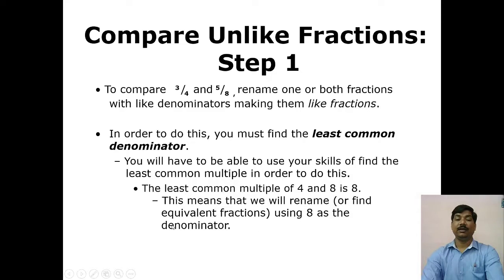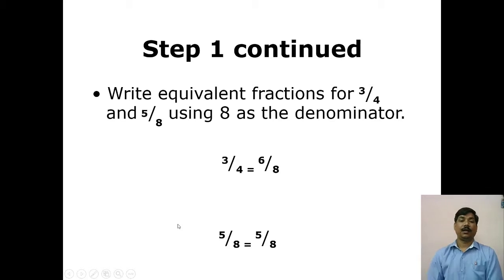Using 8 as the denominator, we have to write an equivalent fraction for 3/4 and an equivalent fraction for 5/8. So we have to make the denominator 8. We write the equivalent of 3/4 with the denominator 8. So how does 4 convert to 8? Multiply: 4 multiplied by 2 gives us 8.